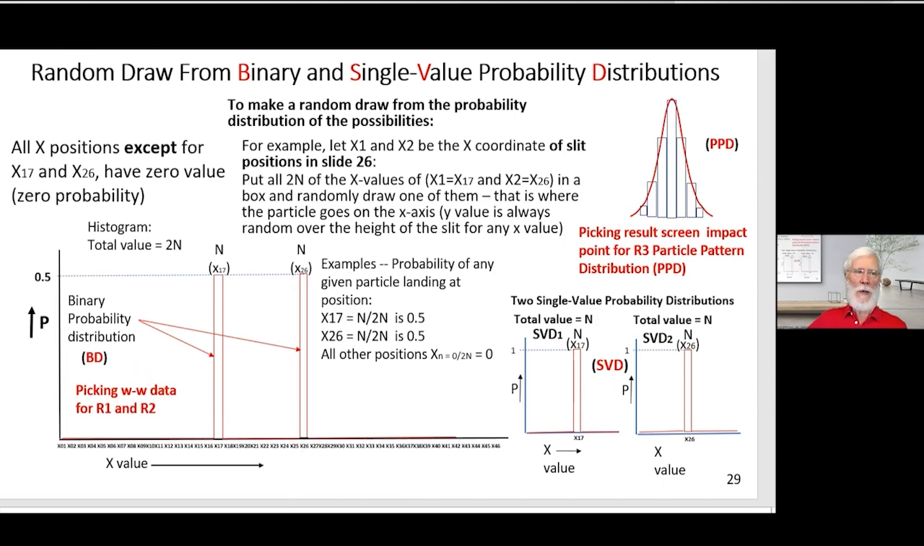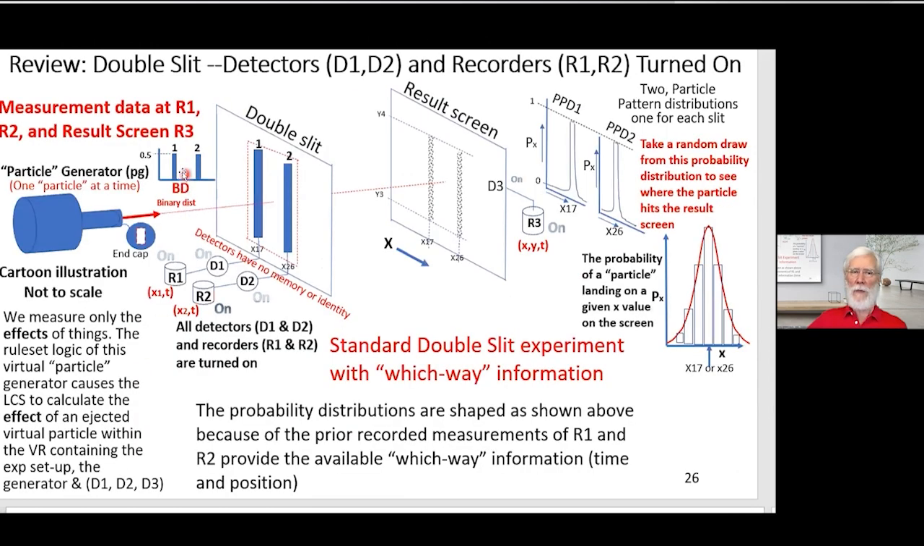So up here, the first thing, a random draw from a binary probability distribution, and it came out x26. So it comes over here at x26 and says the particle goes through this one. See, there really is no particle. See the point? There is no particle. There's just modeling the particle.